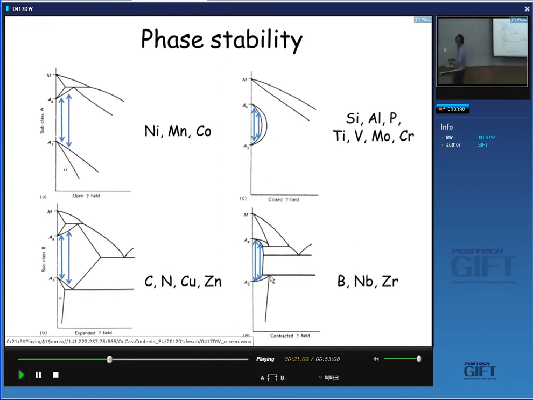What if we use ferrite and austenite stabilizers together? For example, chromium and nickel. Is chromium increasing nickel's effect or killing nickel's effect? It depends on the alloying element. So there is no convincing rule about which alloying element has a stronger effect on the phase diagram. So you have to calculate or you have to look at it.